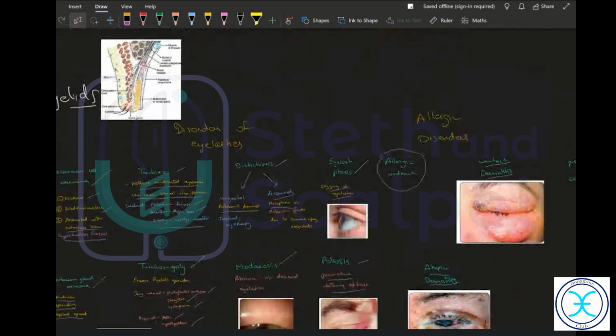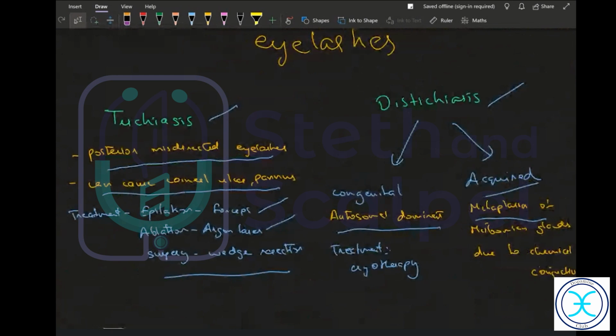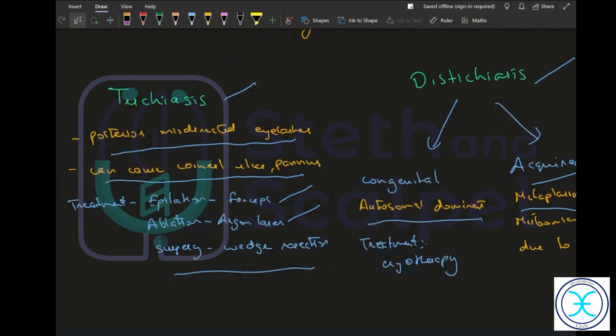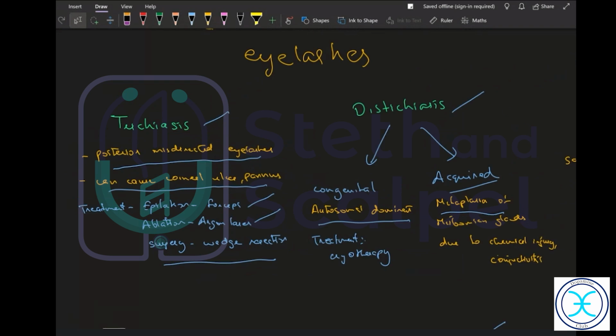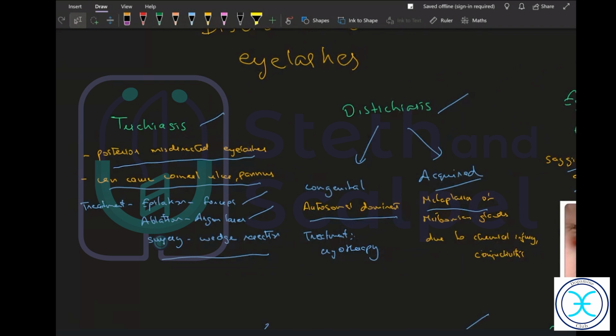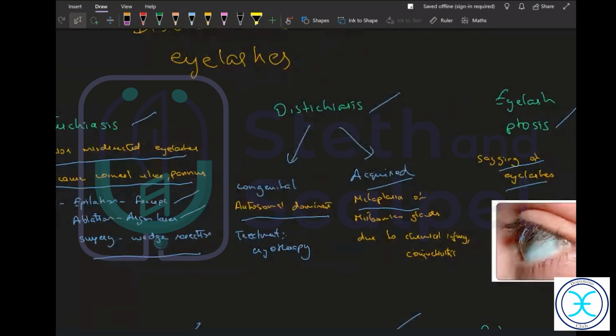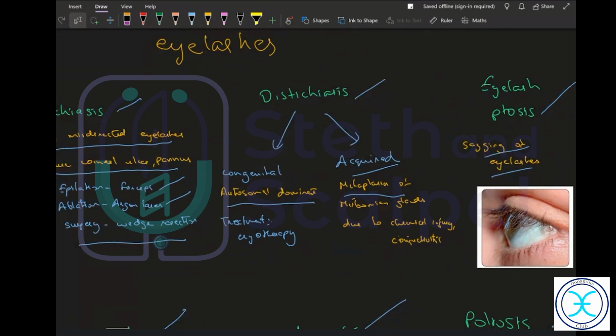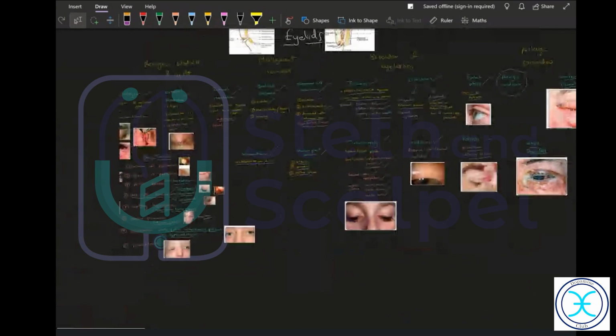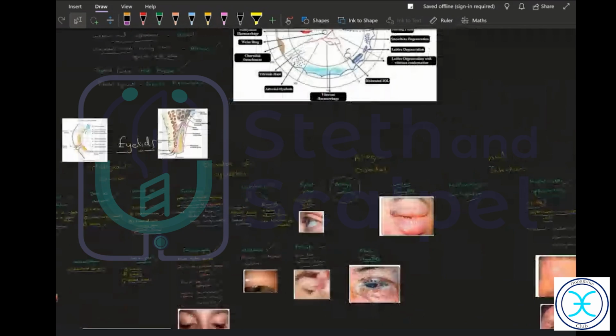So, like he said, trichiasis is posterior misdirected eyelashes. The eyelashes are pointing inward, so they can cause corneal ulcers. The treatment for this is you manually pick out those eyelashes which are turned inside, or you can use argon laser, or you can do a wedge resection of the part of the eyelid which is like that. Distichiasis is of two types, congenital and acquired. I'll just show you. I must have a picture of that somewhere here.